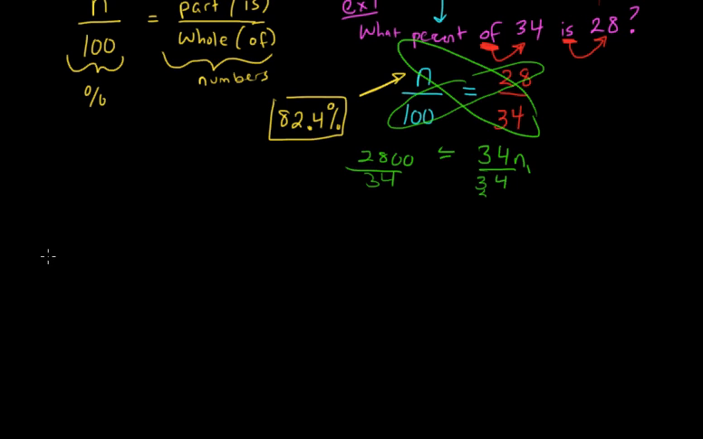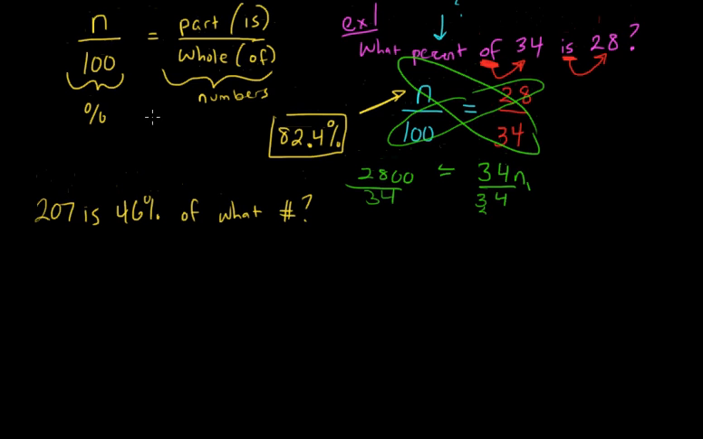Let's do another example. These are fun. So let's say 207 is 46% of what number? Okay, 207 is 46% of what number? Well, looking at the basic setup up here, n over 100 equals part over whole, or is over of. We know the percent this time. It's right here, 46%. So 46 over 100 equals.